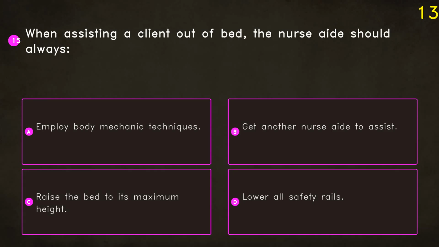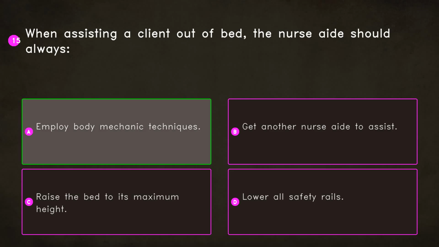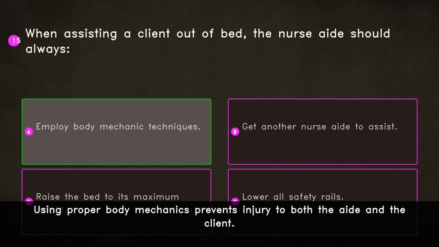Question 15. When assisting a client out of bed, the nurse aide should always: A. Employ body mechanics techniques. B. Get another nurse aide to assist. C. Raise the bed to its maximum height. D. Lower all safety rails. The correct answer is employ body mechanics techniques. Using proper body mechanics prevents injury to both the aide and the client.